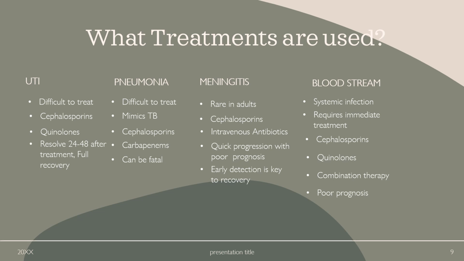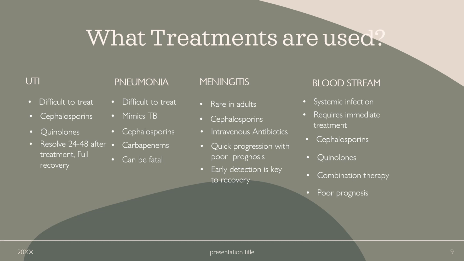Pneumonia is also difficult to treat, but it also mimics pulmonary tuberculosis. By that, I mean that it also forms these cavities inside your lungs that kind of look like TB. Again, cephalosporins, carbapenems, and this particular infection can be fatal if not caught. Meningitis, which is rare in adults. Again, early detection is key to recovery in this particular infection. This particular infection has a quick progression with a poor prognosis. It's usually treated with cephalosporins and intravenous antibiotics such as meropenem.